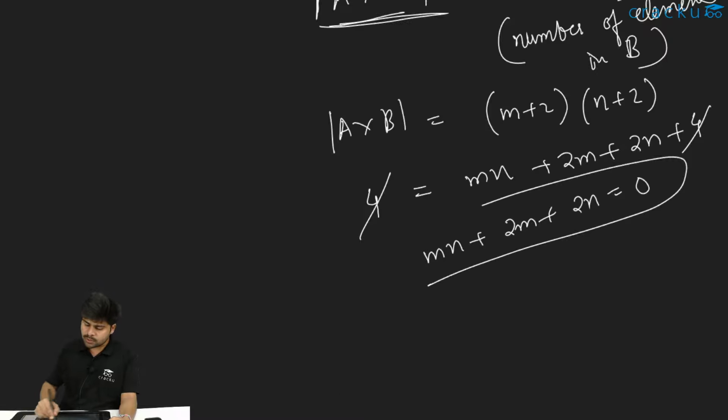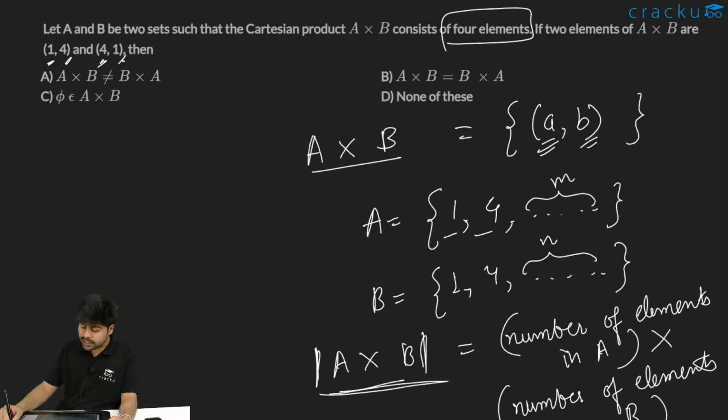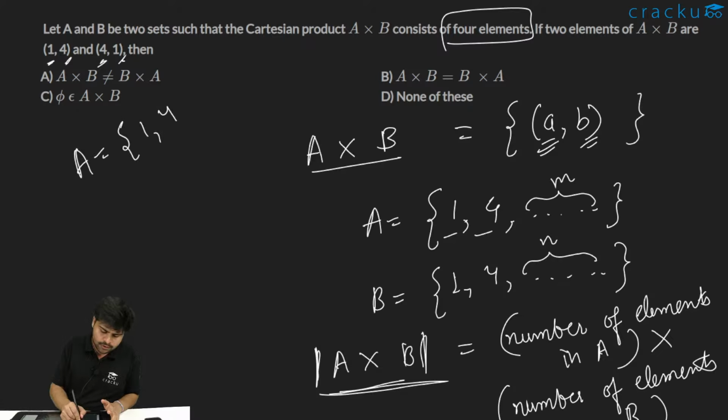So how is this possible? mn plus 2m plus 2n equals 0. This is only possible when each of these terms is 0. This means m is equal to 0 and n is equal to 0. This is only possible when this is the case. Therefore, there are no extra elements. So A only has the elements 1 and 4 and B only has the elements 1 and 4.